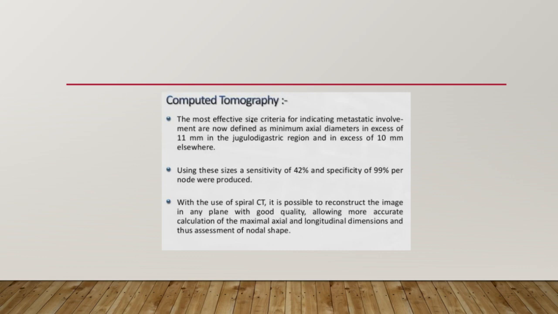The most effective size criteria is that a minimum axial diameter of more than 11 mm in the jugulodigastric region and more than 1 centimeter in any other lymph node region is the criteria of size to consider a node as malignant or not.